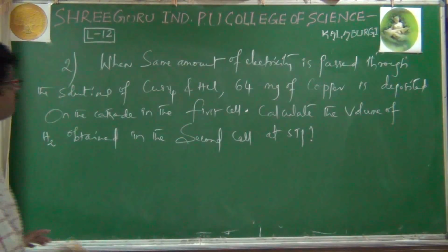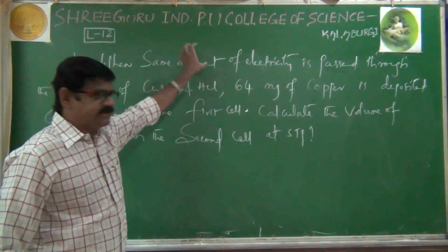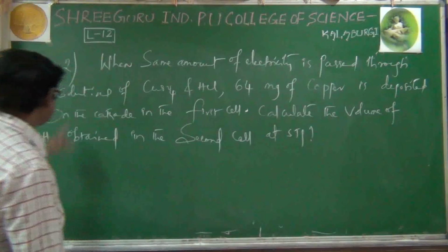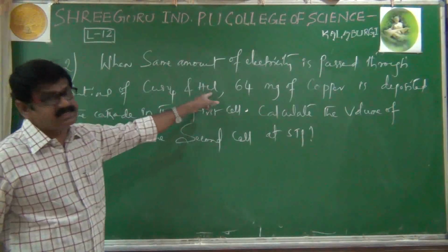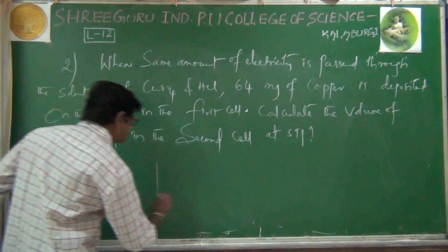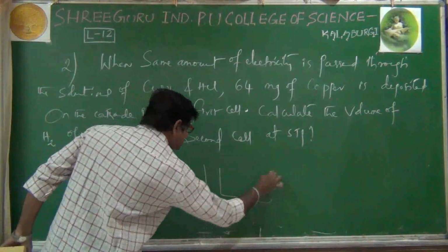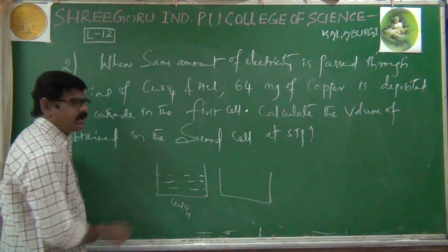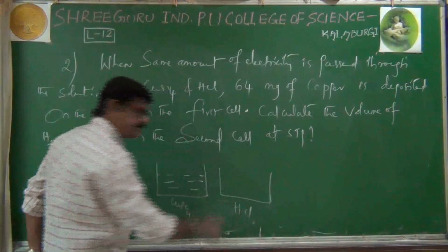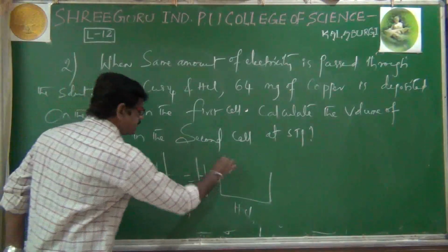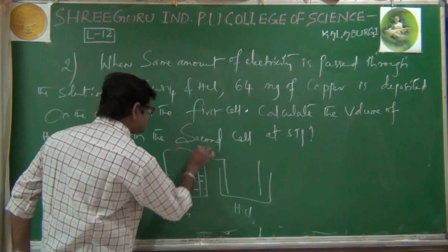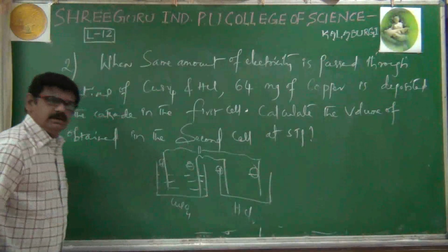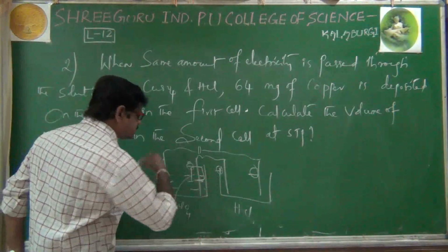Right. Very simple. When the same amount of electricity is passed through solutions, again we have to use Faraday's second law only. One is copper sulfate, one is HCl, like this. It is one container, it is another container. In the first container, copper sulfate solution has been taken, of course aqueous only. In the second container, HCl solution has been taken. And electrodes are dipped like this, connected again as before. It is plus, it is minus, it is plus, it is minus. Then here, copper is depositing.